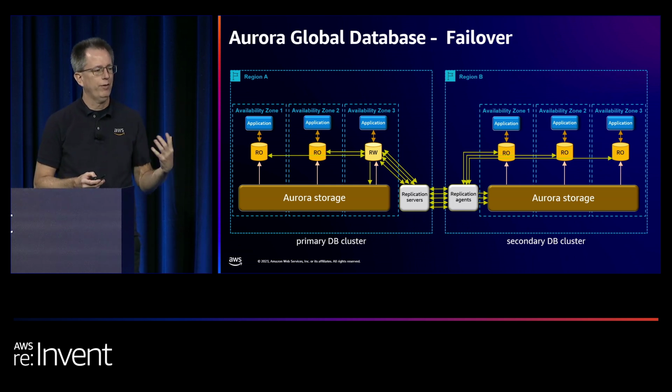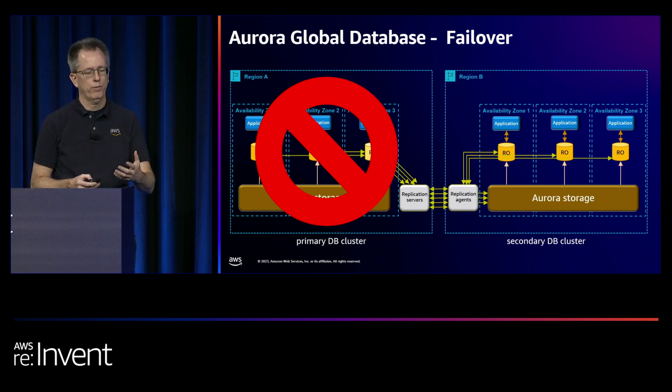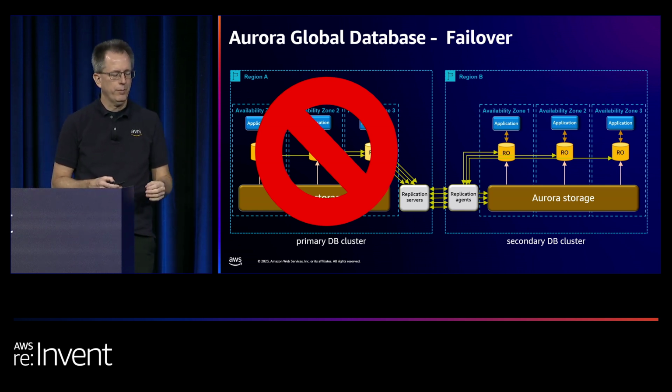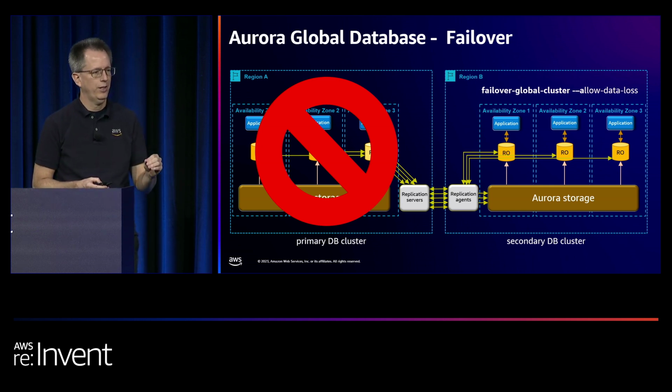So that's why we have failover. If there's a problem with that region, you can fail over to region B, right? This command is failover global cluster, but it's got an extra flag called --allow-data-loss. This is because this is asynchronous replication, and there will probably be some small amount of data in flight that will not make it over to region B, right? And so you have to acknowledge that there's going to be a difference.